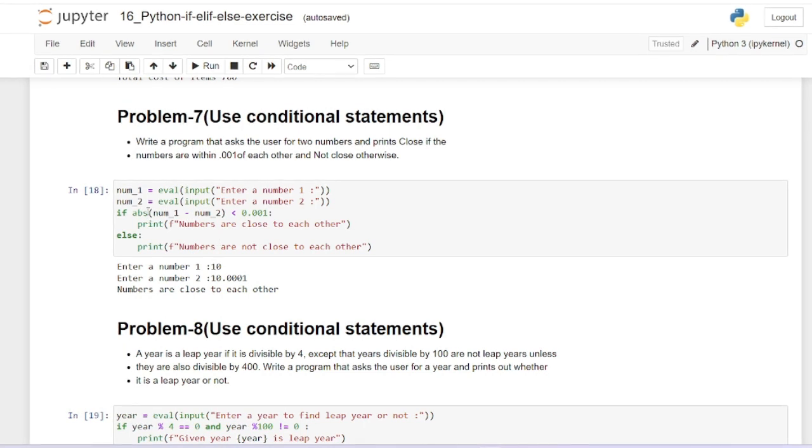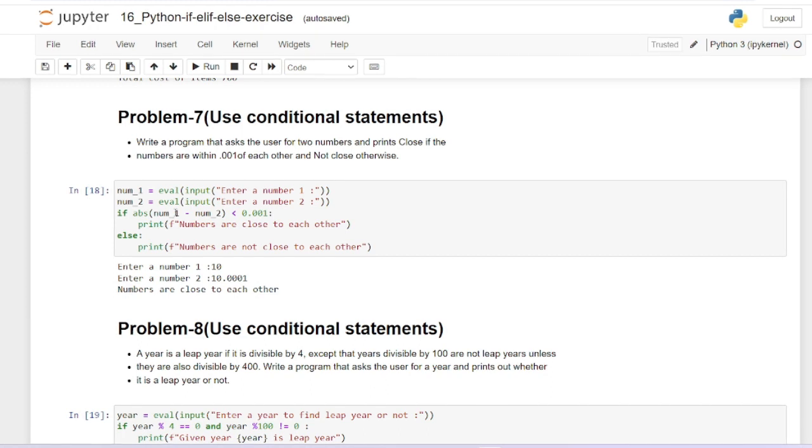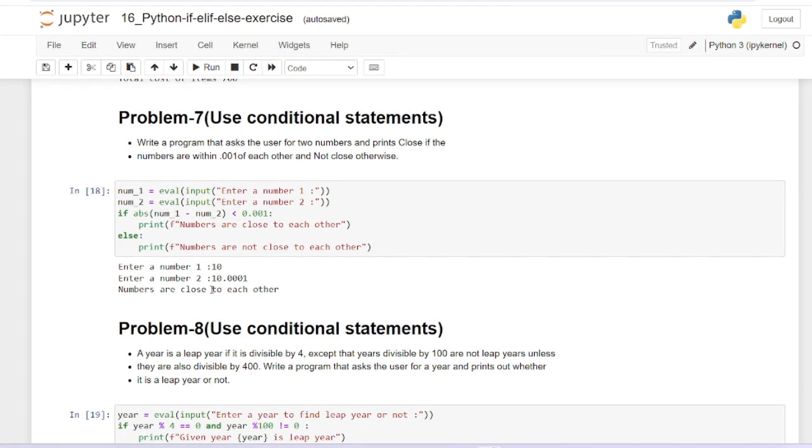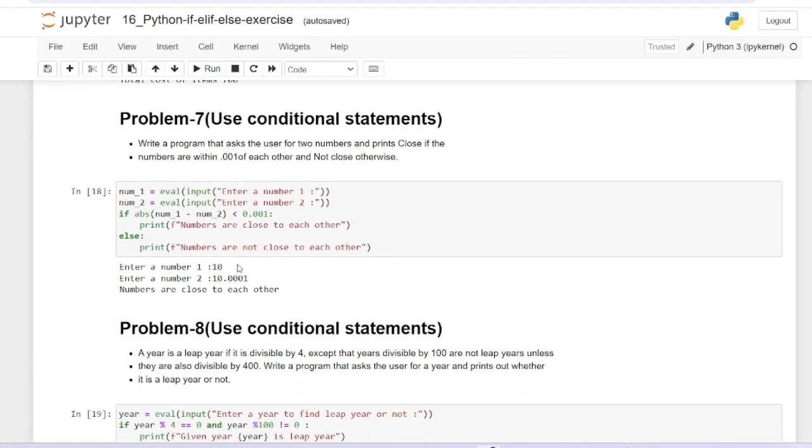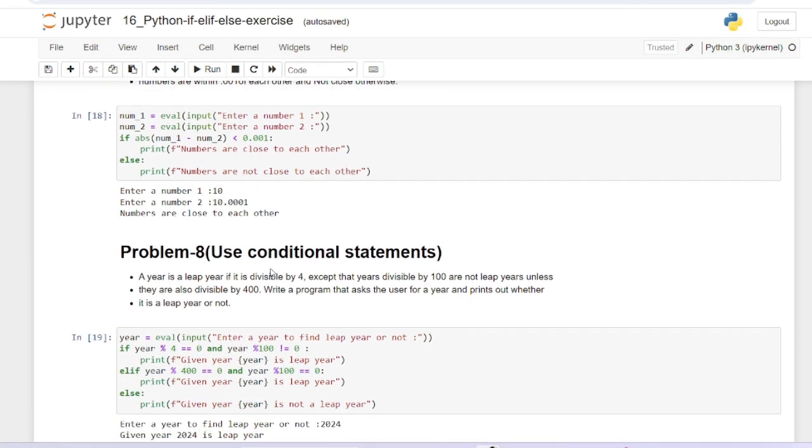Why are you finding the absolute? Because I don't want the sign, whether one is less than the other, so I am taking the absolute value. So I have taken these two, and these are close to each other. If I am taking 10 and 20, they are not close to each other because the distance between them is not within 0.001. Hope you understood.